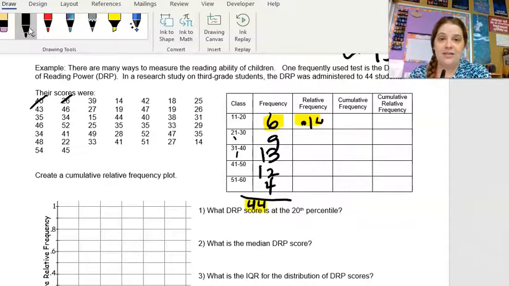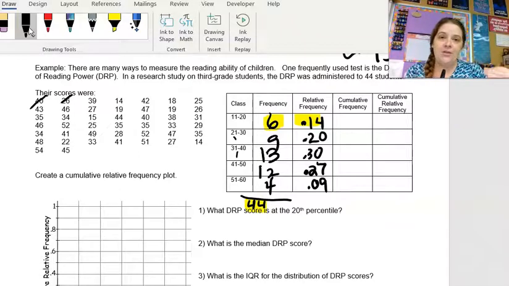This is going to be 14%. 9 out of 44 is 20%. 13 out of 44 gives me 30%. 12 out of 44 is about 27%. And 4 out of 44 is about 9%.